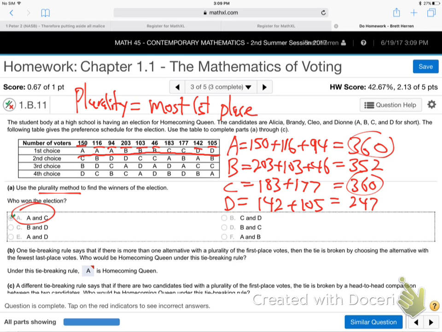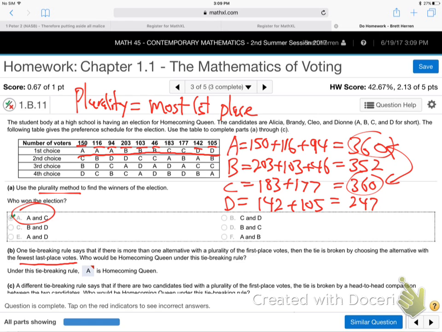So then we need a tie-breaking rule. Now, they're just going to make up tie-breaking rules here. I'm not going to test you on tie-breaking rules. So we'll do these quick. These are not on the test. One tie-breaking rule says that if there's more than one alternative with a plurality of first place votes, then the tie is broken by choosing the alternative with the fewest last place votes. So that's one thing. They're saying, hey, if it's a tie, here's a way to break the tie. Pick the candidate who has the fewest last place votes.